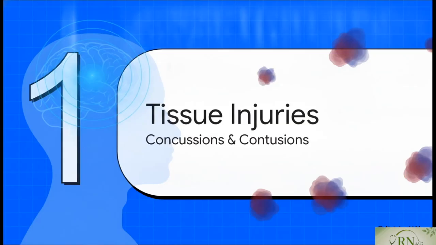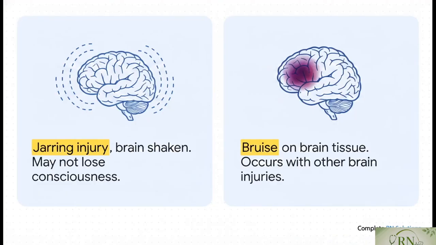All right, Section 1, Tissue Injuries. We're looking at concussions and contusions. So let's dive right in with the fundamental brain tissue injuries. Think of a concussion as a jarring injury, like imagine vigorously shaking a snow globe. It's simply the brain getting shaken around inside that hard skull. And because it's a shaking injury, the patient may or may not actually lose consciousness. Now compare that to a contusion. A contusion is an actual physical bruise directly on the brain tissue itself. Because there's physical bruising to that super delicate tissue, it's significantly more serious than a simple concussion, and you're often going to see it occurring alongside other severe brain injuries. So just remember, shaking versus bruising. Keep that fundamental distinction clear.